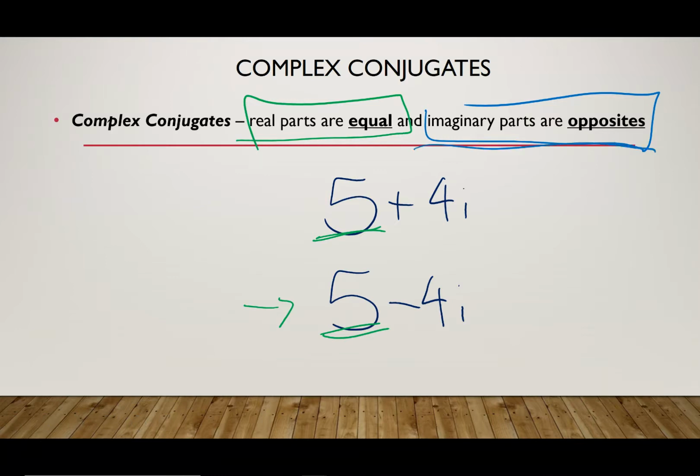Imaginary parts are opposites. So see what I did? The imaginary part, I changed the sign from a plus to a minus. There you go, complex conjugate. So it's really that simple. We're not really doing any math here. We're just sort of identifying its opposite.